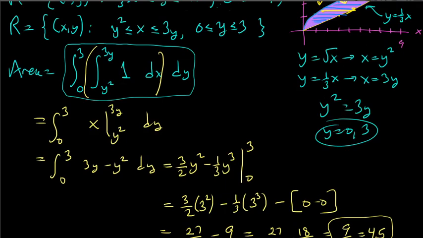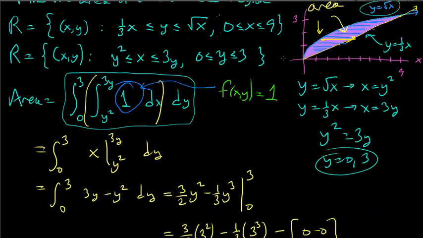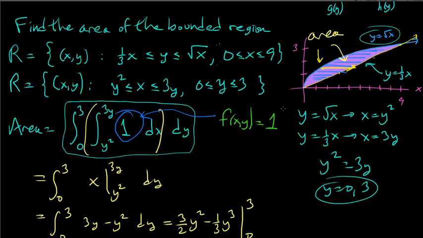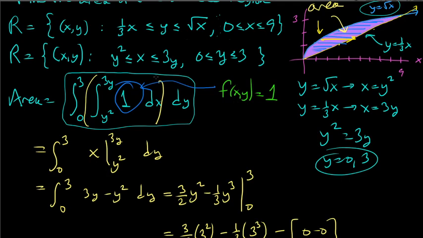Anticipating, some of you are probably wondering, where did I get 1 from? Why are we integrating 1? Well, remember 1 is our function of x and y. It's just 1 in this case. So what does that mean? It means that the surface sitting above this region is just the plane z equals 1.